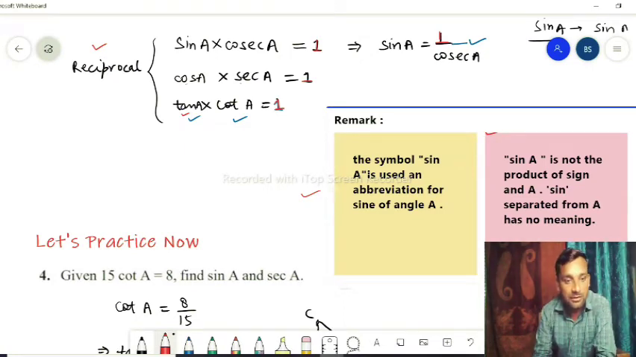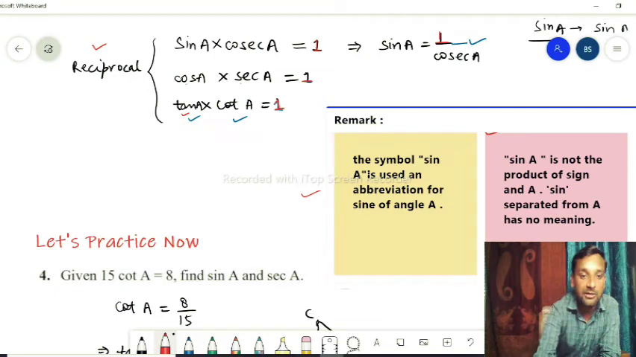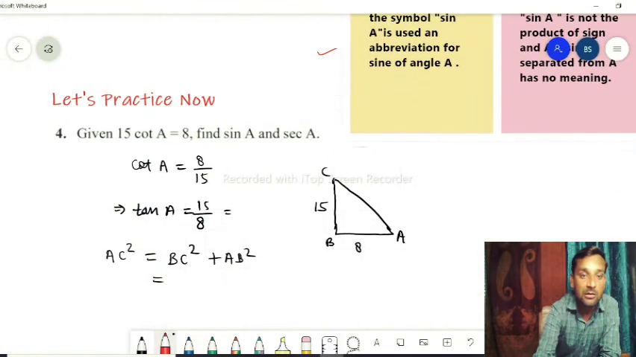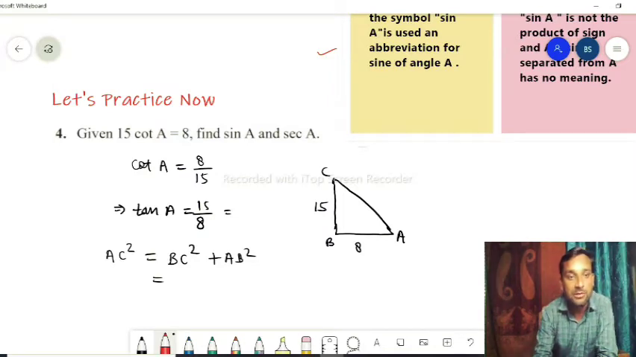And let's practice now. I have taken one question here. In the question we are given 15 cot A equal to 8. We have to find the value of sin A and sec A. So we can find out the value of cot A from here. Cot A equals 8 by 15. Now since tan A is the reciprocal of cot A, tan A equals 15 by 8.